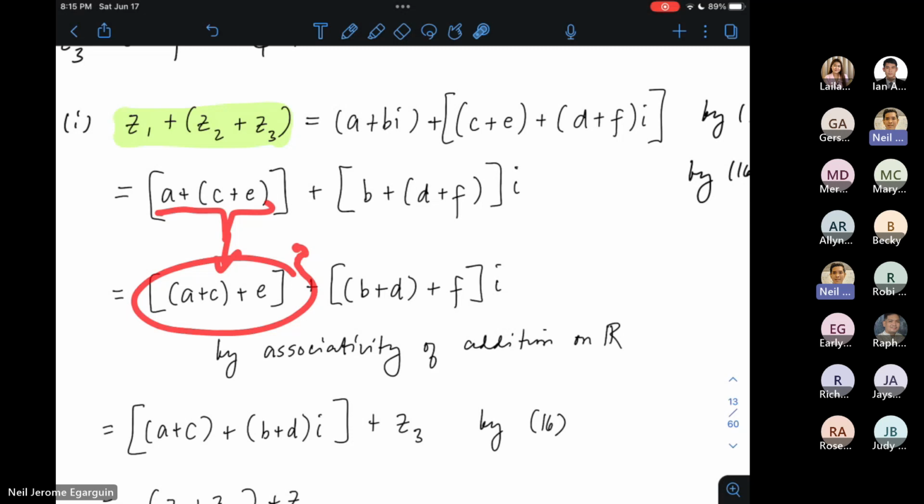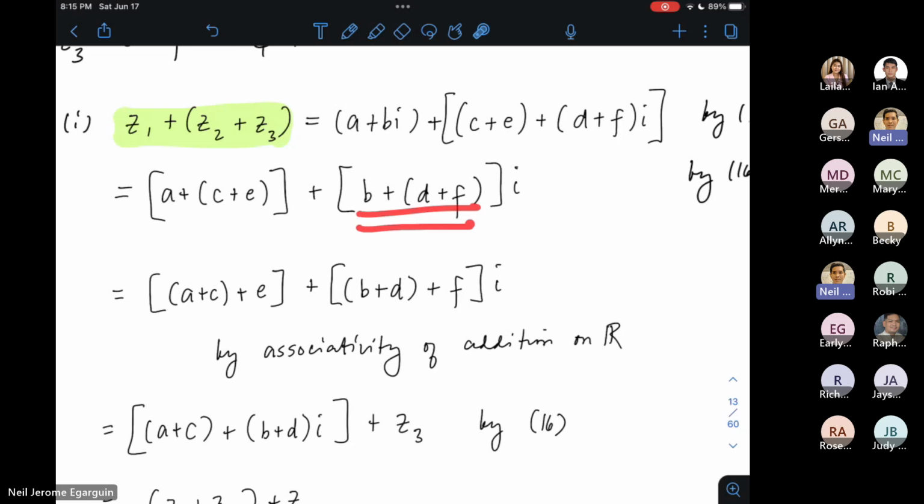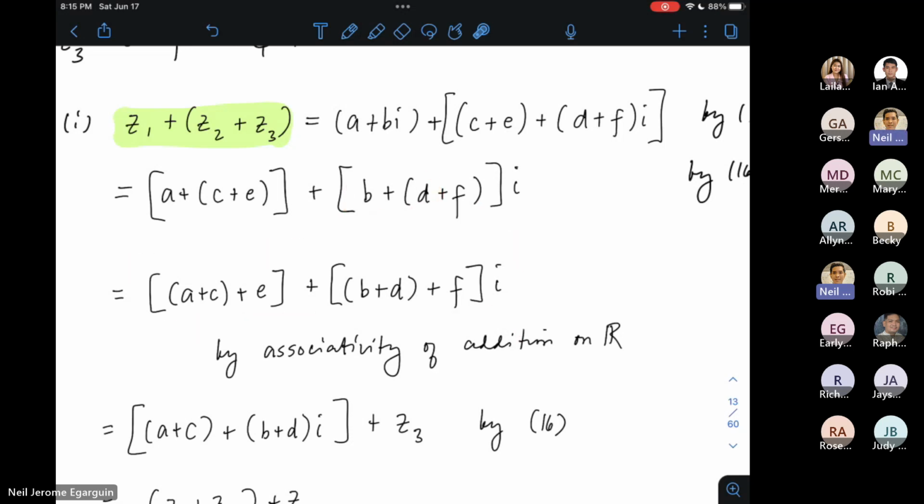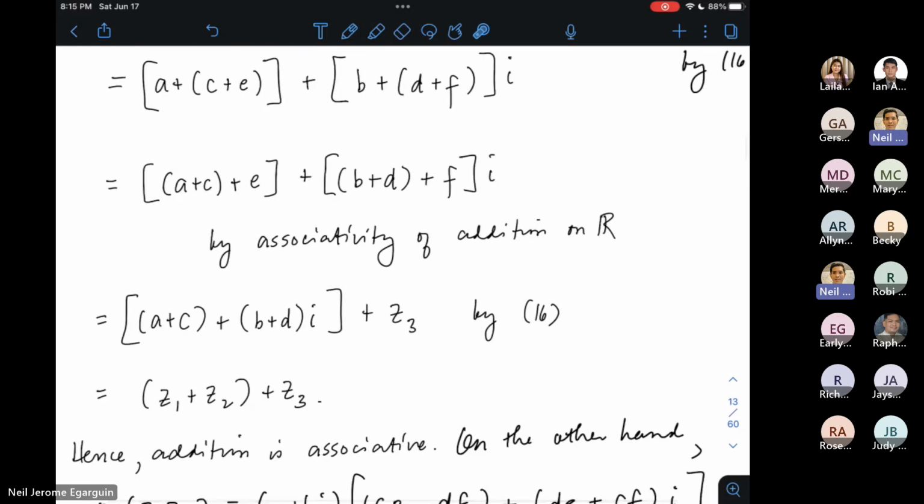Makikita nyo mamaya kung bakit gusto ko siyang i-group that way. And then similarly here, this is just addition of real numbers. Real numbers are associative. Addition is associative on real numbers. So I can group B and D first, and then saka ko na i-add yung F. That's how I got this. All right? Sir, bakit mo gustong gawin yon? Kasi nga, gusto ko na ihiwalay yung Z3. So, tingnan nyo itong E, tapos itong F, pwede ko siyang hiwalay kasi Z3 yan.